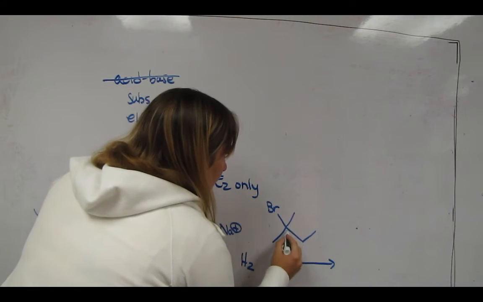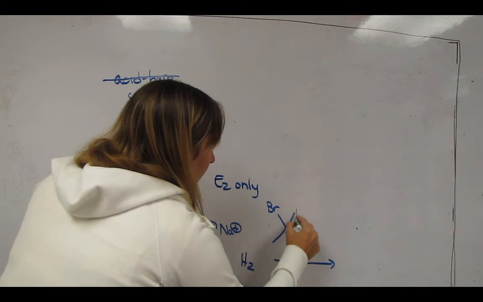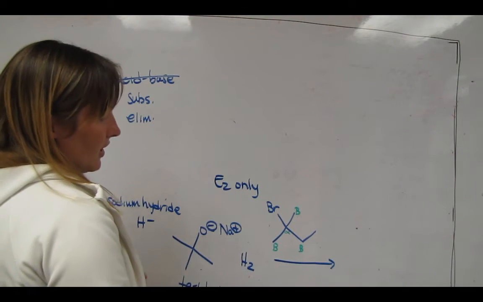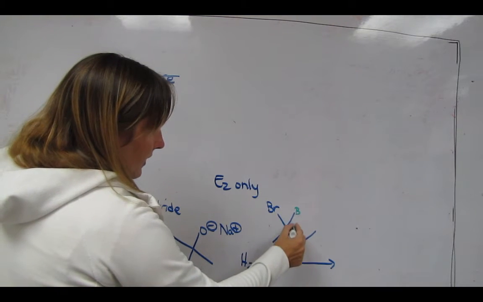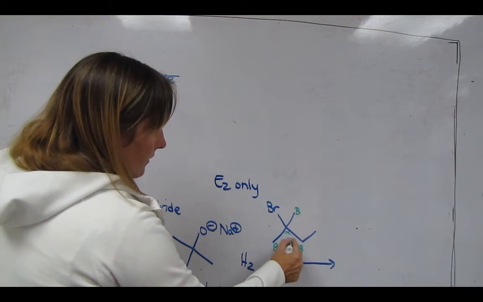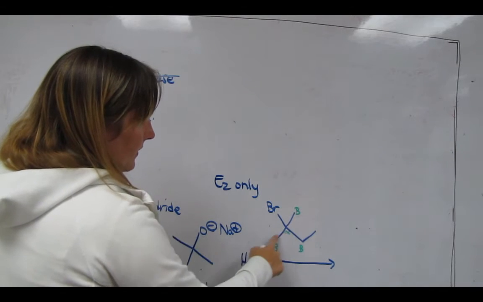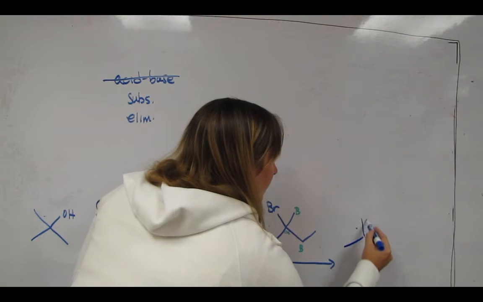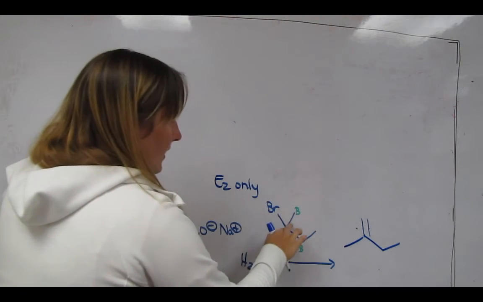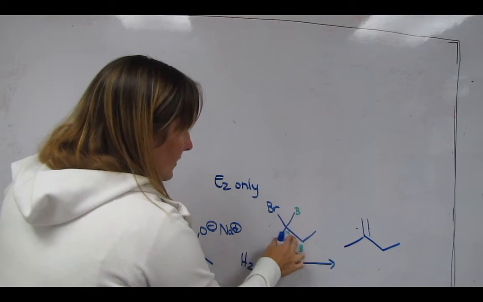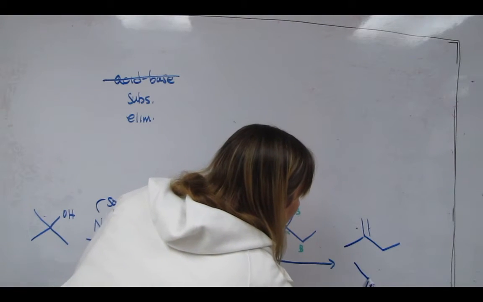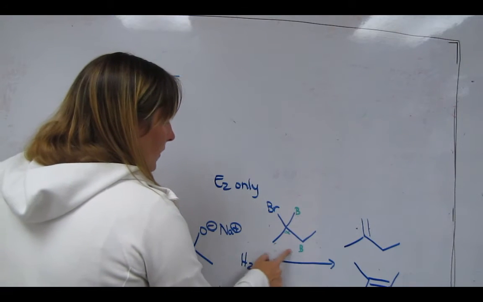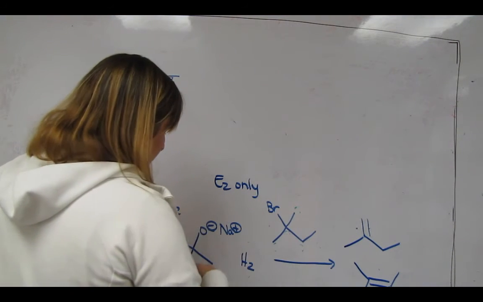our leaving group is attached to the alpha carbon, and so we look at our beta carbons to determine which hydrogens are going to be removed, and so we can have a double bond here, here, or here. And because this is a methyl and this is a methyl, that's going to be a repeat of a product. And so we're just going to have it to one of them, or we can have the double bond here. If you are unsure, just number. That can be very helpful in these problems.